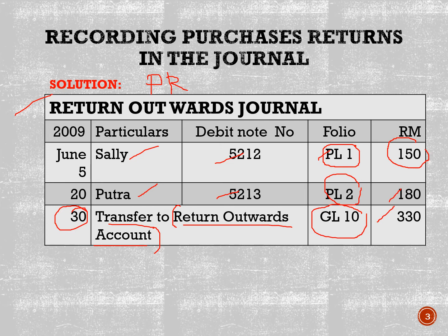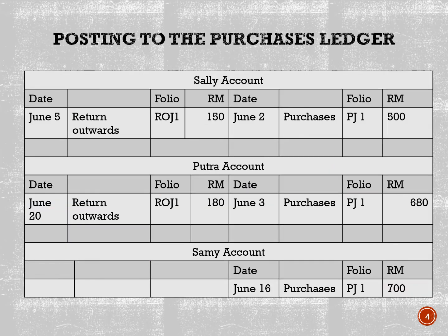Okay, so dekat mana kita catat? Dekat purchase ledger. Dalam account Sally and Putra. Okay, so tadi ni kita back to the purchase ledger yang kita dah buat, yang kita catat atas pembelian dekat Sally, Putra dengan semi account. Kan kita dah buka account T. So kita tengok.